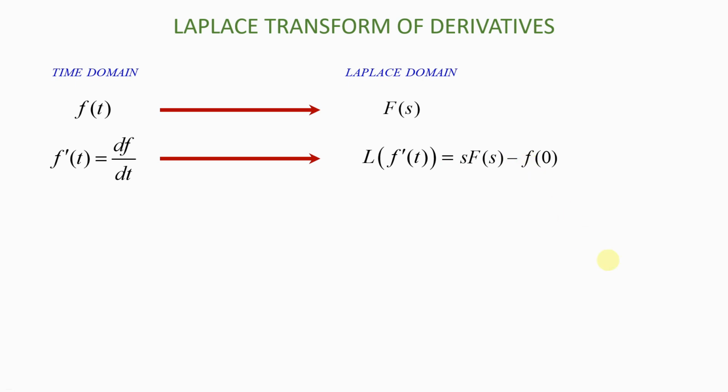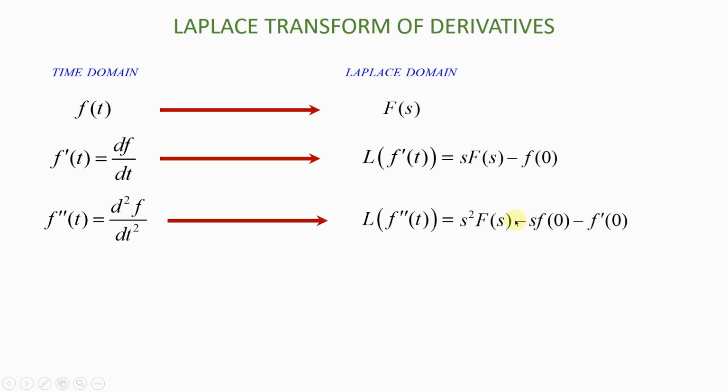So now, what will be the Laplace transform of the second derivative of f? f double prime t, or this here, the second derivative of f with respect to time, what will be the Laplace transform of that? Well, the Laplace transform of the second derivative of f with respect to time is equal to this, okay? And you can see it's s squared F(s) minus s multiplied by f(0). I explained what f(0) is, and then minus f prime of 0.